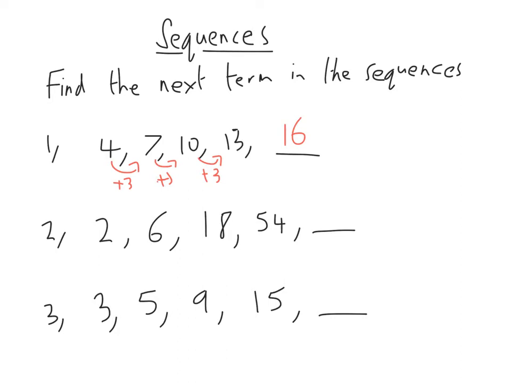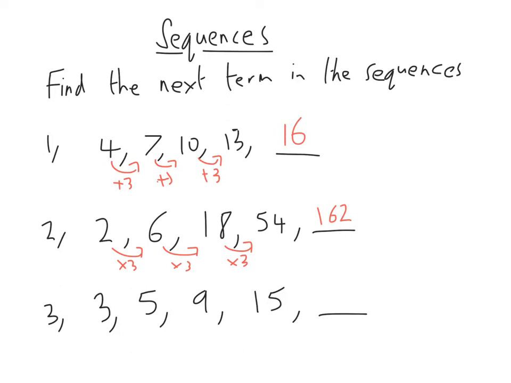In this case, to get from 2 to 6, you times by 3. To get from 6 to 18, you times it by 3. And to get from 18 to 54, you times it by 3. So if we continue that pattern on, 54 times 3 would be 162.